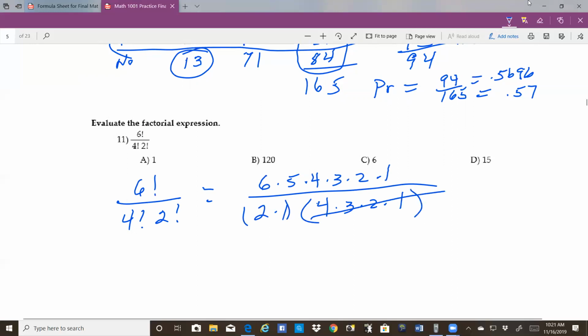So notice we can cancel out 4 times 3 times 2 times 1. And the 2 goes into the 6 3 times. So we get 15 as the answer. Answer D.